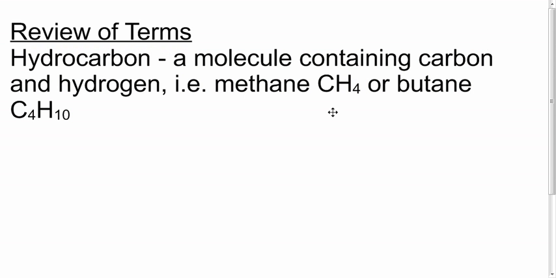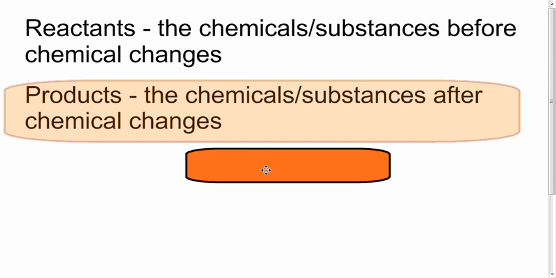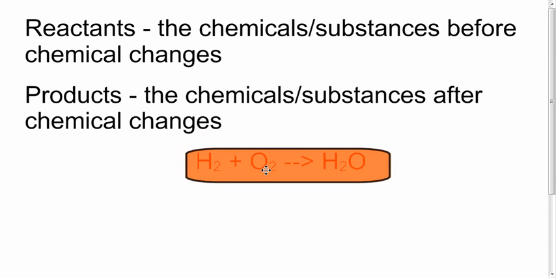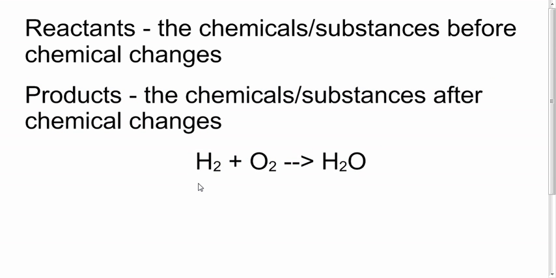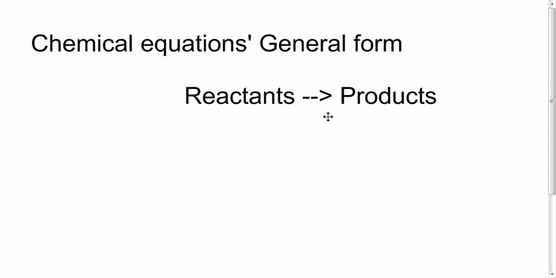Hydrocarbon, something that looks like this: carbon and hydrogen in the molecule predominantly. The reactants are the chemicals before the chemical changes, the products are the chemicals after the chemical changes. These are my reactants, these are my products. And the chemical equation's general form is that the reactants are on the left, the products are on the right.